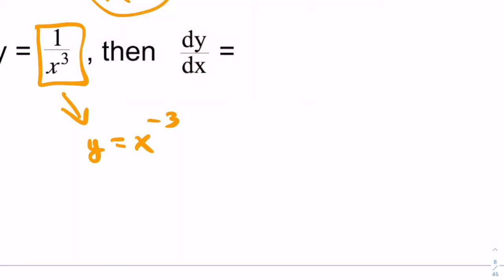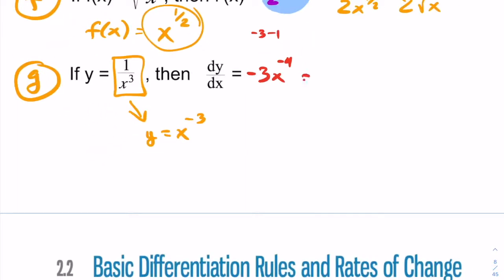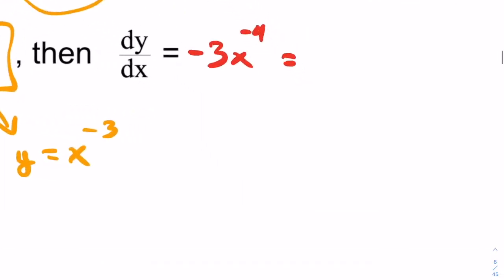pause and play when you're ready. It'll be negative 3 x to the negative 3 minus 1. Okay, it's always 1 less. So what's negative 3 minus 1? That's negative 4. Okay, if you put negative 2, you got to be careful. All right, it's always 1 less. 1 less means you subtract 1. Okay, now how else might this answer look like?